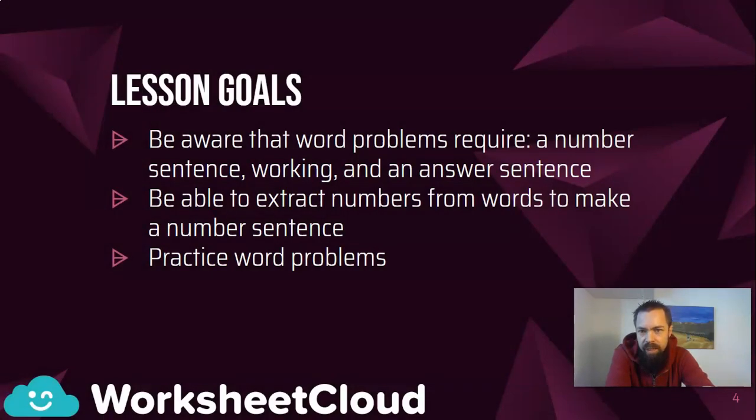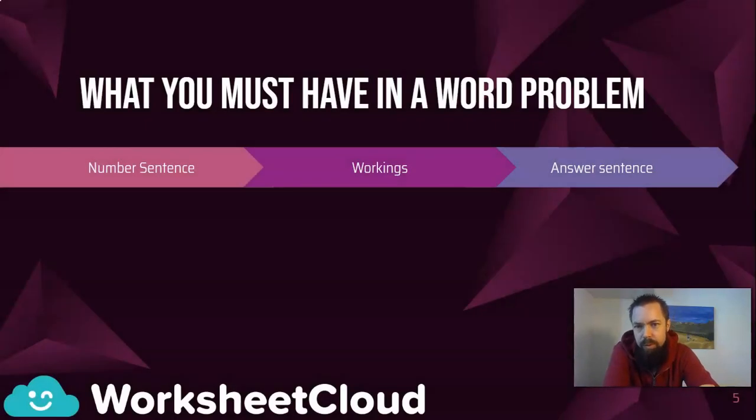Okay, so goals for the lesson: to be aware that word problems require 3 things: a number sentence, your workings or your working out, and an answer sentence. If your teacher's anything like me, you'll get a mark for each of those different things. Some of those marks are quite easy to get, so you don't want to miss out on those. Then to be able to take the numbers out of the words, that's what word problems are all about. And then we're going to do some practice with some basic word problems. With the word problem, you have to have a number sentence, your workings, and an answer sentence for every single word problem.